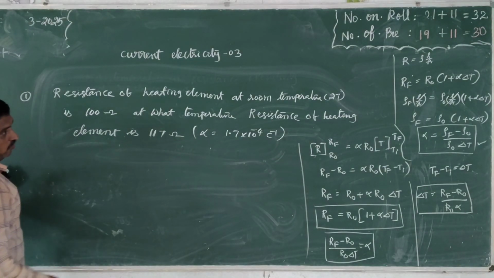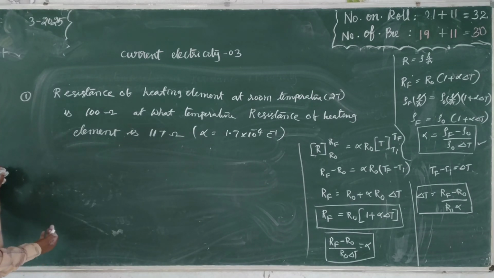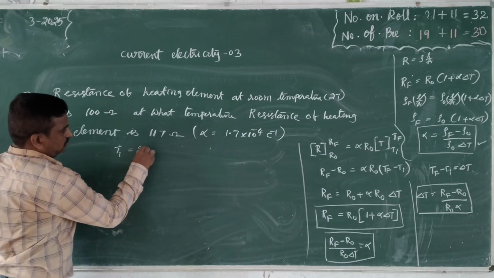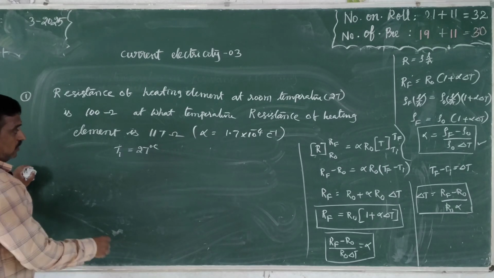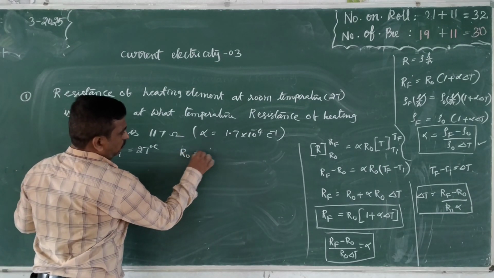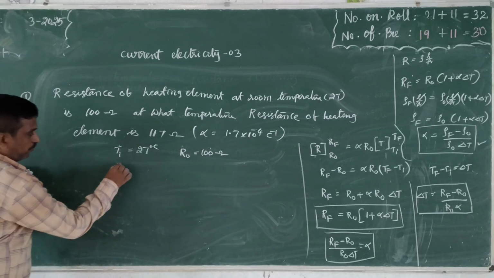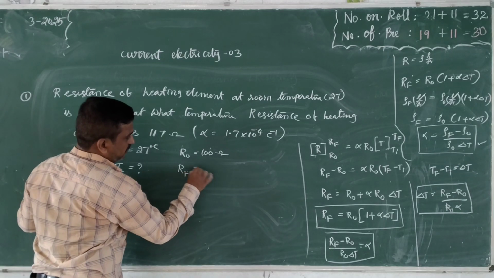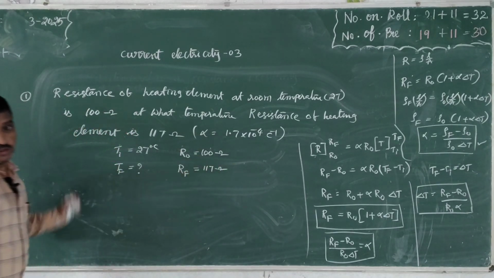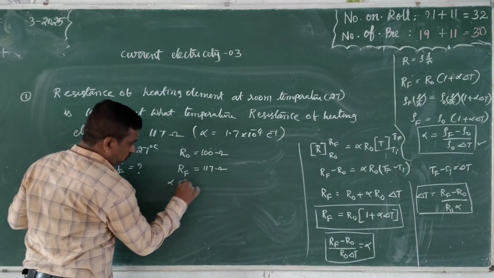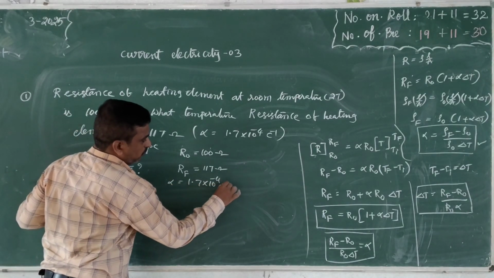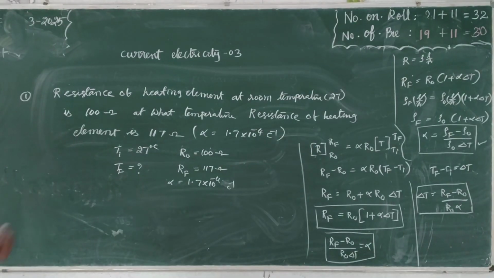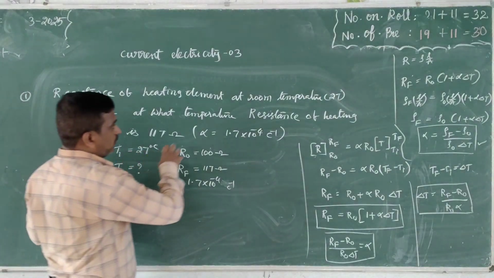See here, we have the resistance of the heating element at room temperature. So the initial temperature is 27 degrees Celsius. At this temperature, R naught equals 100 ohm. At what final temperature is the final resistance 117 ohms? They give the alpha value also: alpha equals 1.7 into 10 power minus 4 per Celsius. So by using these values we find the final temperature.